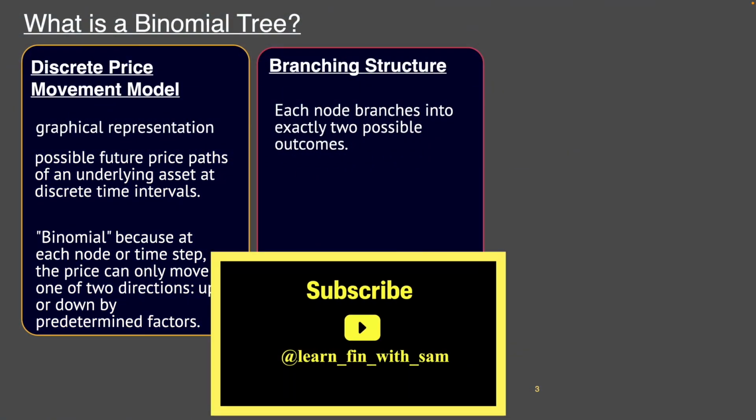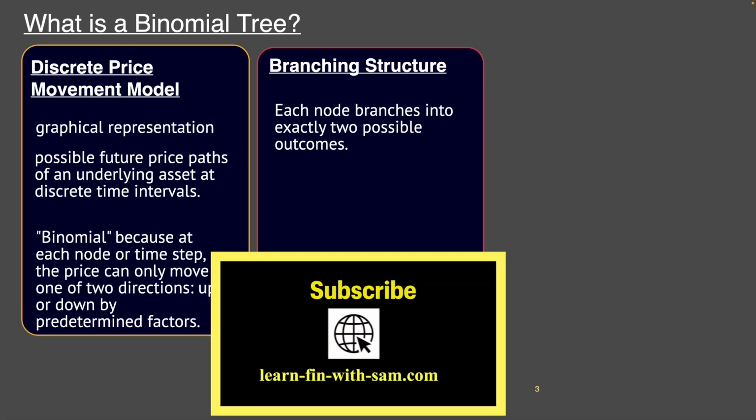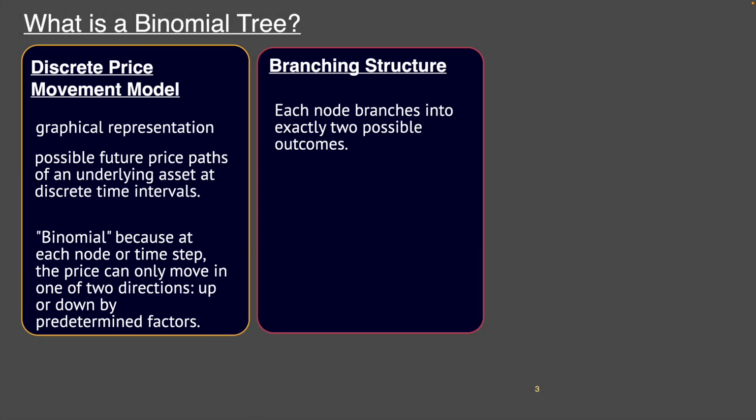Secondly, the binomial tree has a branching structure. See, each node always branches into exactly two possible outcomes. At every point, if we say at point 0, at time t0, the price of an underlying either goes up or goes down, it means it can branch up or branch down. Once it branches up or branches down, again there will be two possibilities. For the next time interval, the price can either move up or move down. So that is why we are saying that each node branches into exactly two possible outcomes.